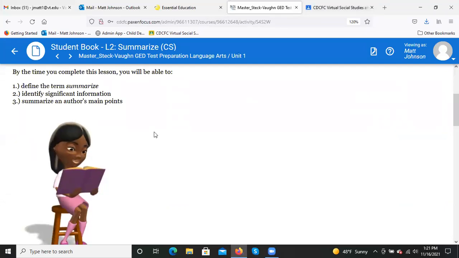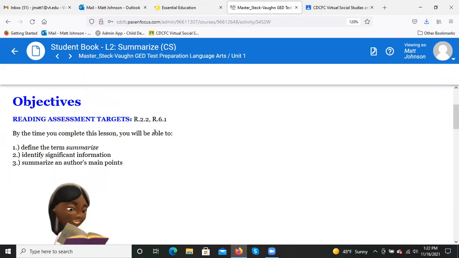So this lesson, all about summarization. So we're going to define that term. We're going to identify significant information and summarize an author's main point. So this goes together with yesterday, right, where we identified main ideas and then supporting details. So as part of that, once you identify main ideas and details, you can then summarize. You can paraphrase what the author is saying.